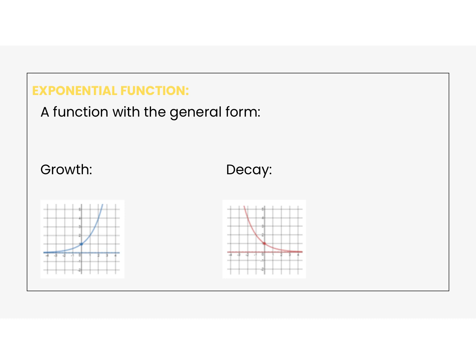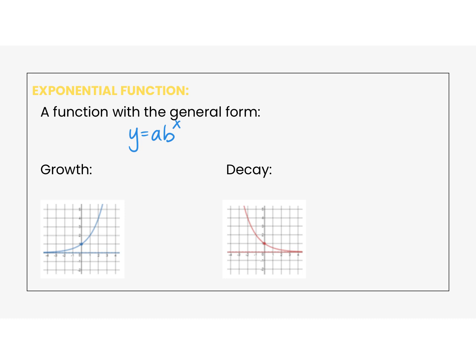So what is an exponential function? That is a function with the general form of y equals a times b to the power of x. So your variable is in your exponent. That's how we know it's an exponential function. We have two types of exponential functions. We have growth and we have decay.